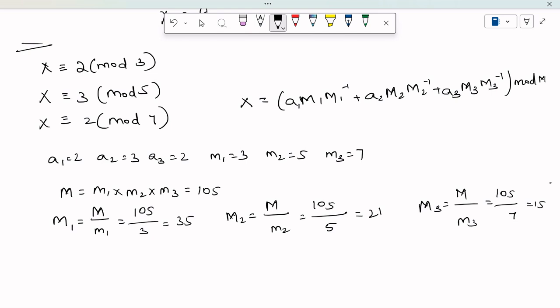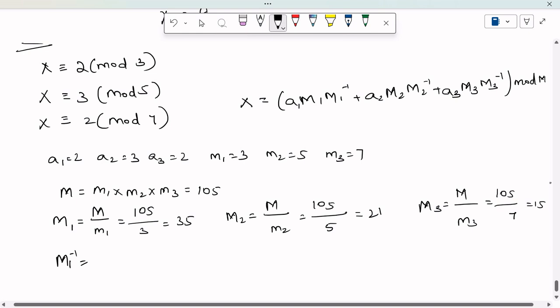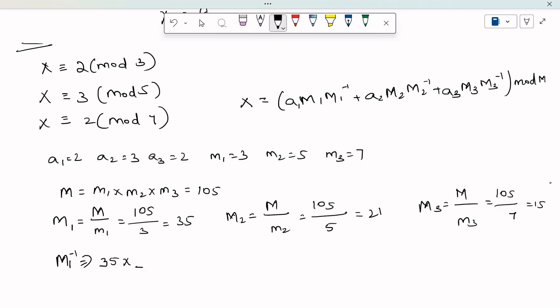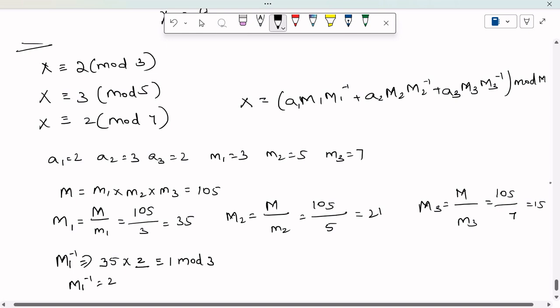Now the task is to find M1 inverse. So what is M1 inverse? M1 multiplied by M1 inverse, that is 35 multiplied by something should be congruent to 1 mod 3. So here it is 2. So M1 inverse is 2.